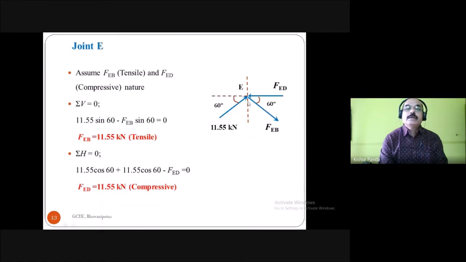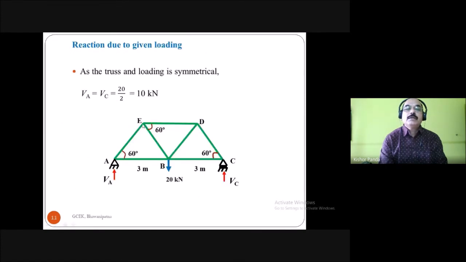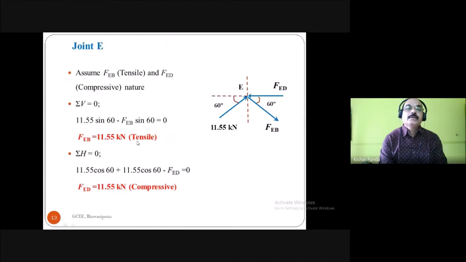Then take joint E. So at joint E, how many forces meet? 3 forces. This is one, this is one, this is one. These 3 members meet, but you know the force in the member AE. So take joint E. Here you got this is compressive force. The AE force is compressive force, that's why you give the direction of the arrow mark towards the joint. But you don't know these 2 forces.